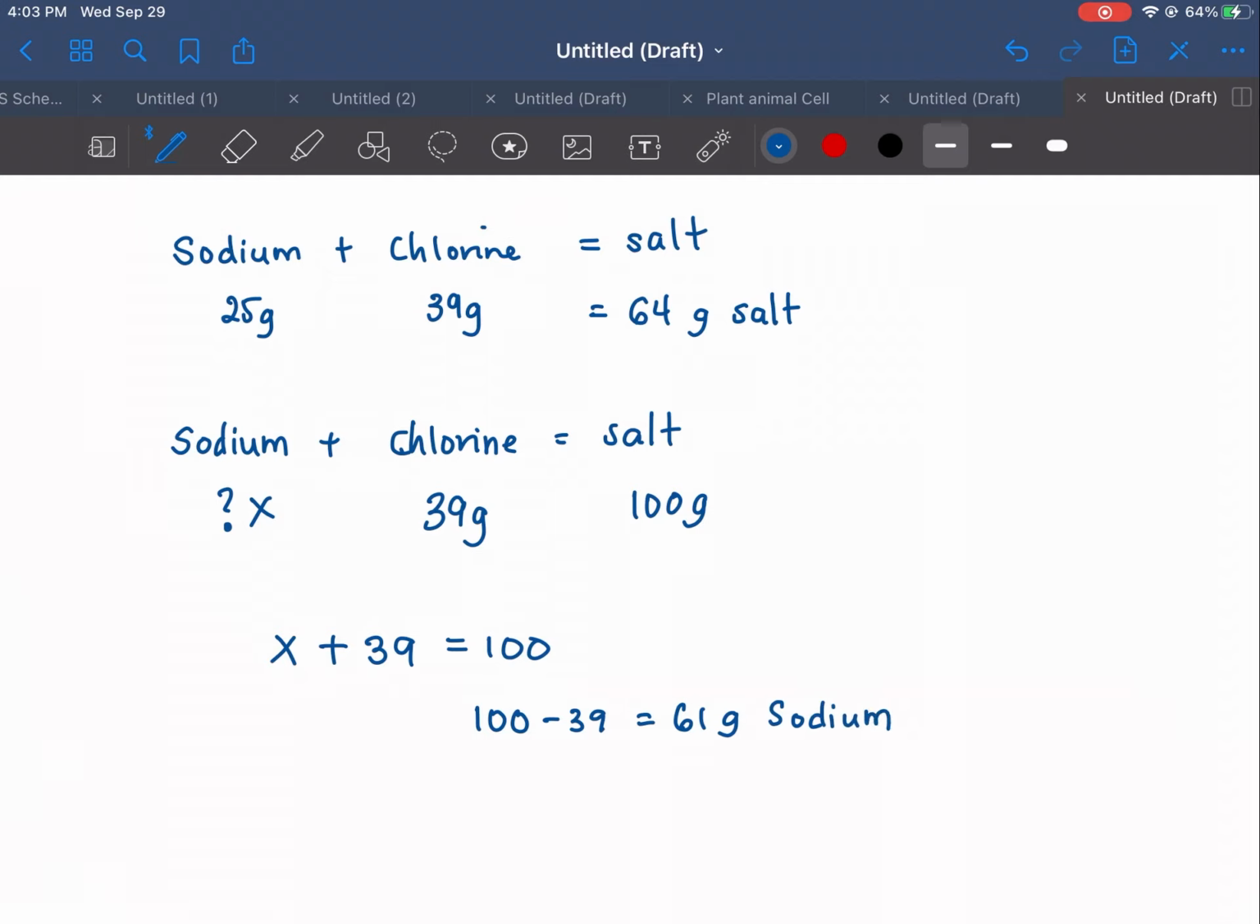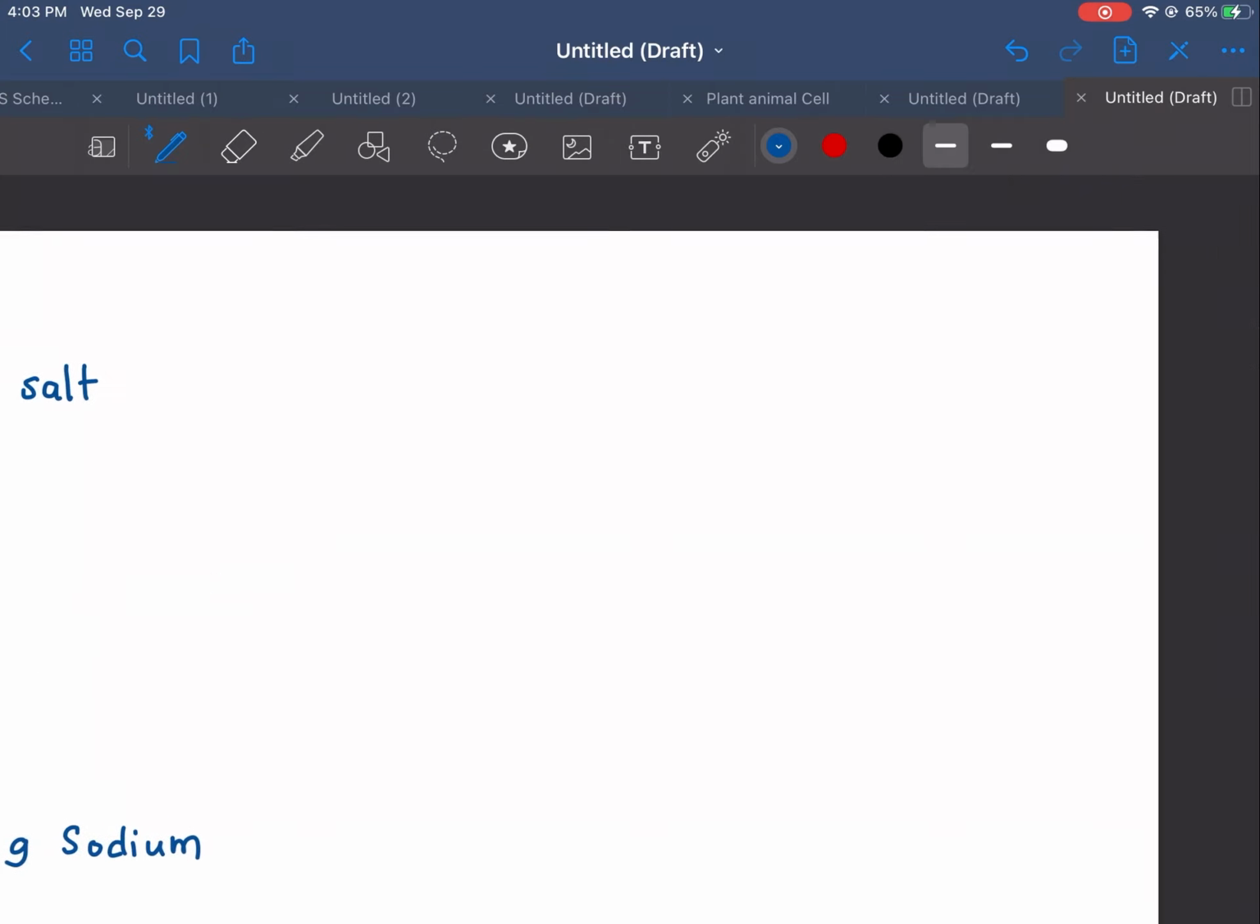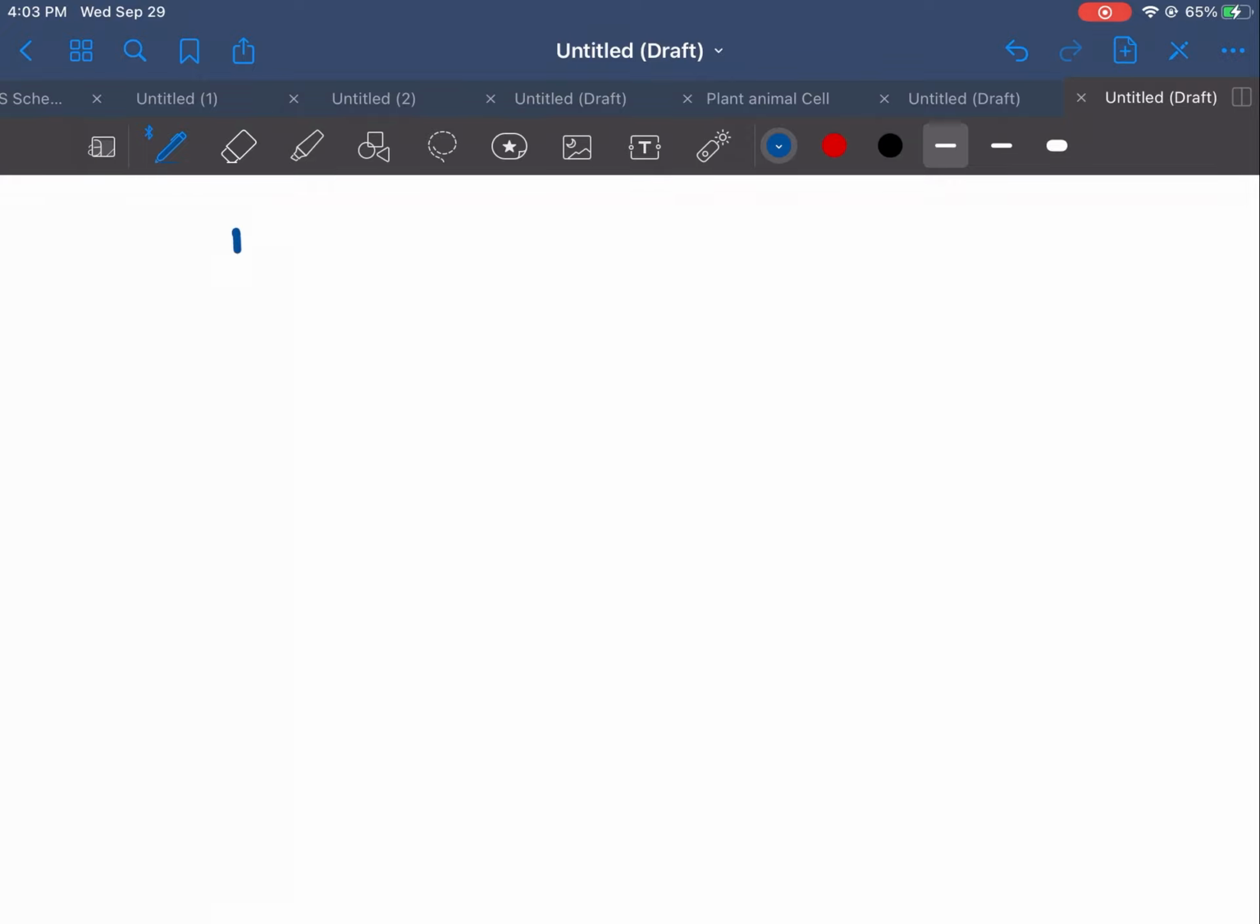So as you can see, the amount of the sodium and the chlorine should stay stable and produce the same amount, at least gram-wise or mass-wise, of salt. Okay? All right. Let's compare elements and compounds. So elements and compounds are both pure substances. I want to make sure everybody understands that.